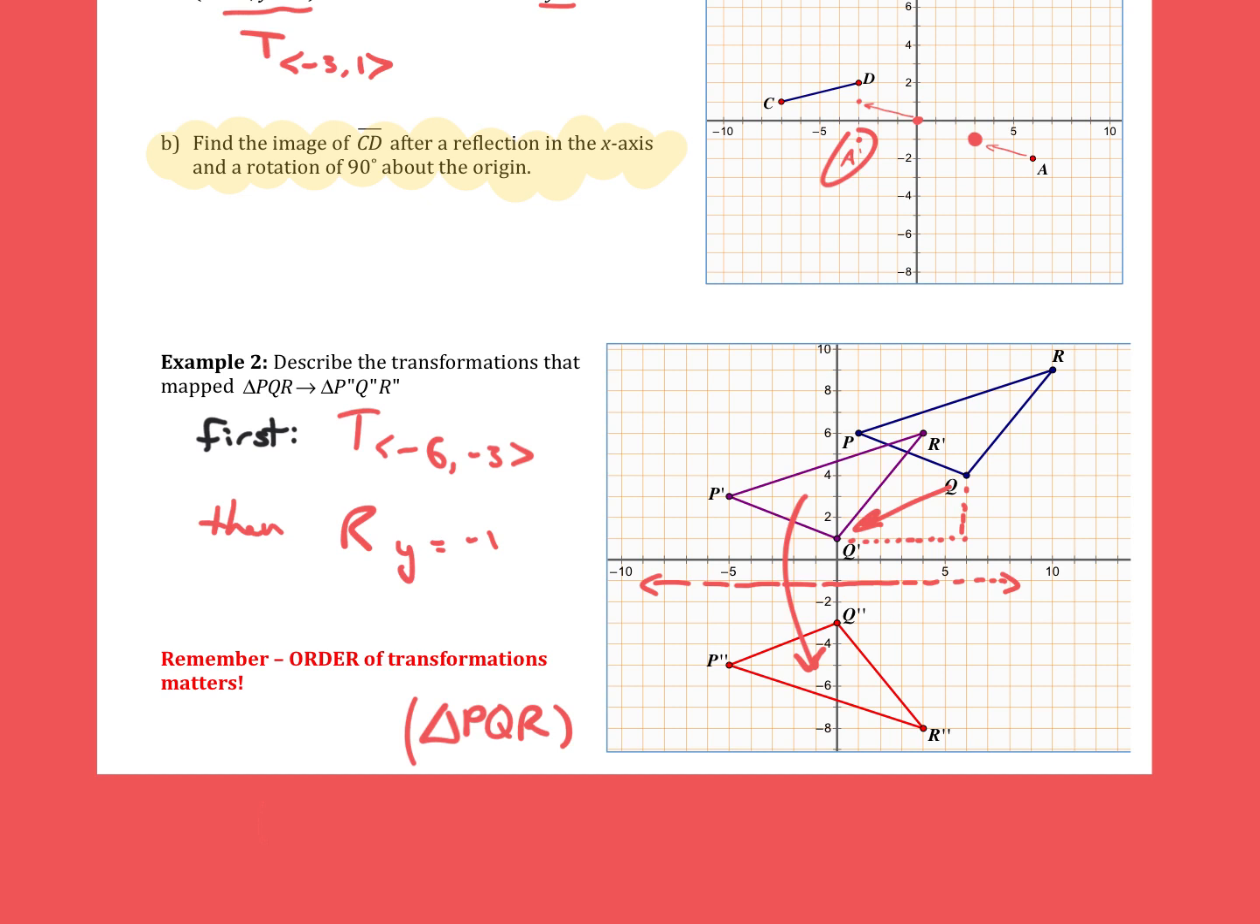It was translated by a vector of -6, -3, and then that whole thing got reflected. So I write the reflection over here by y equals -1. That's not a huge lot of room, so I'm going to give myself some room. Reflected over y equals -1. So from left to right, it looks a little bit different. I have to write the reflection on the far left because it happens second.